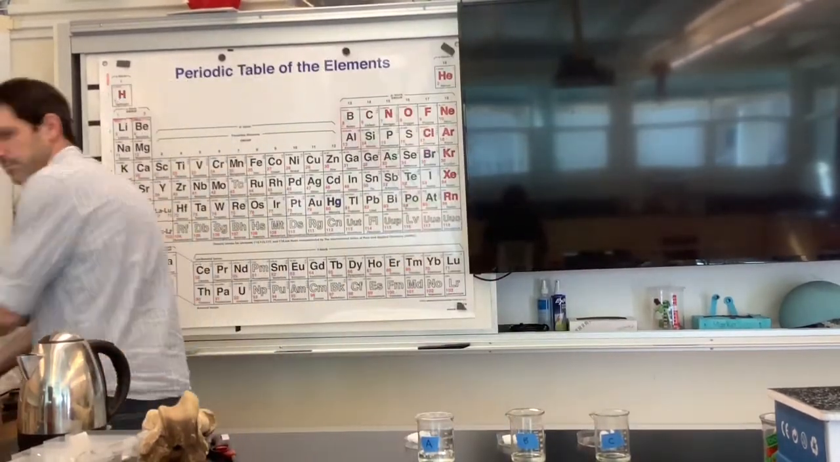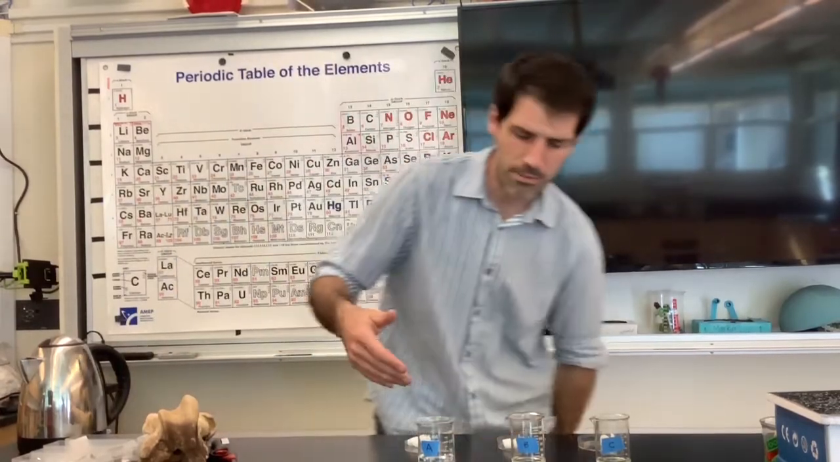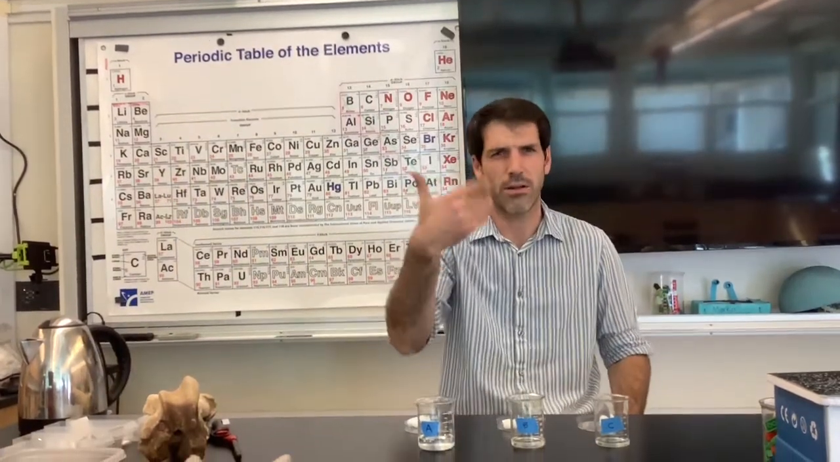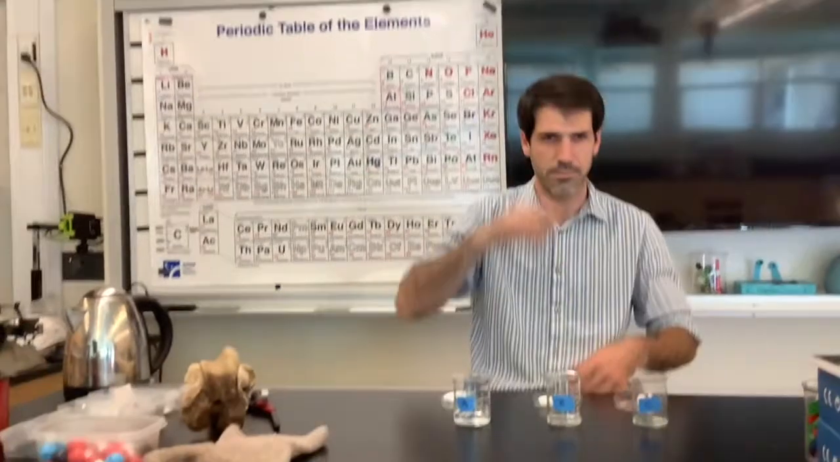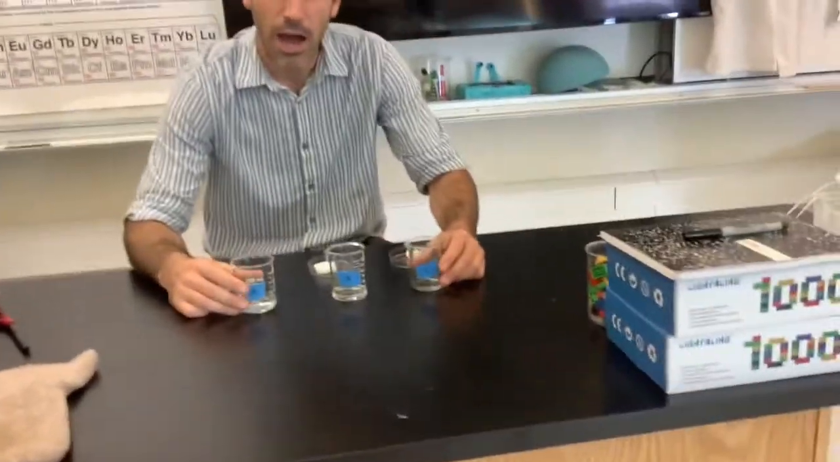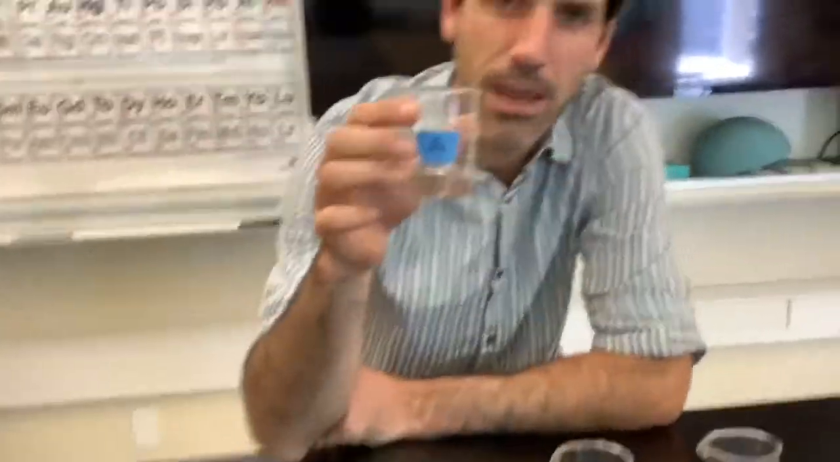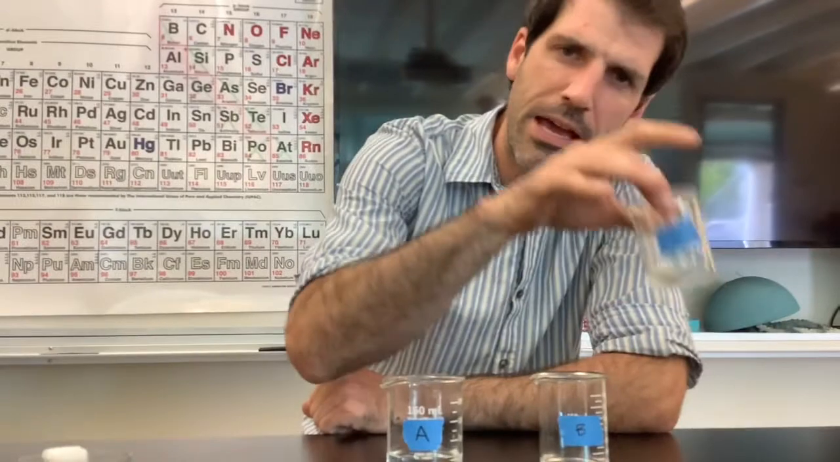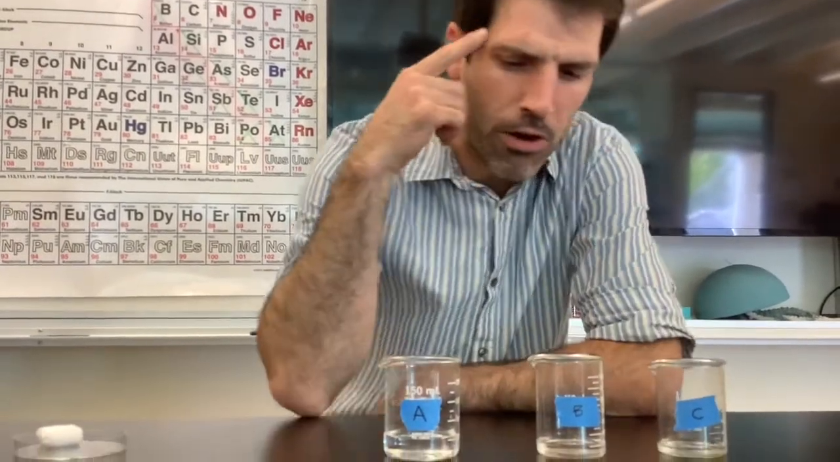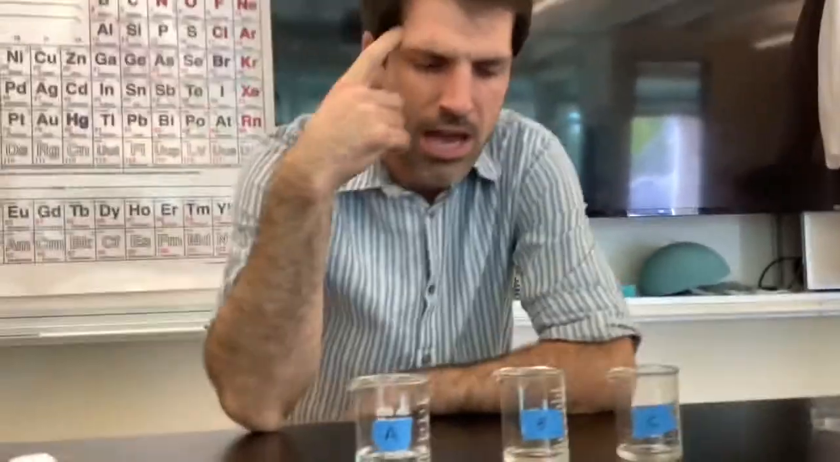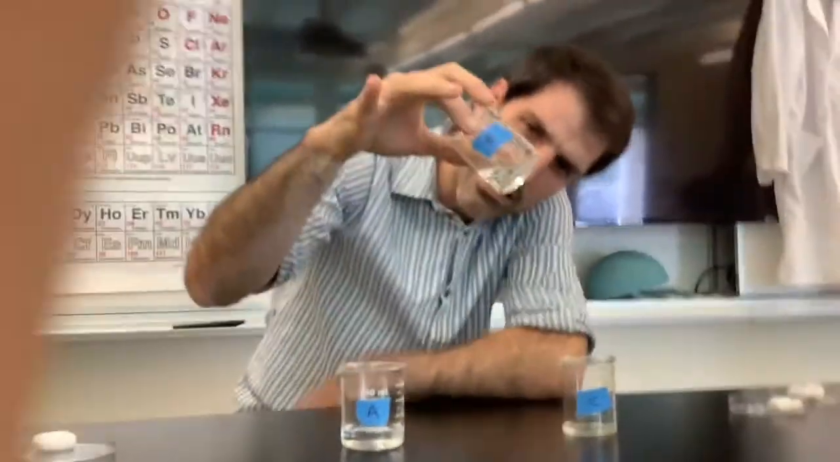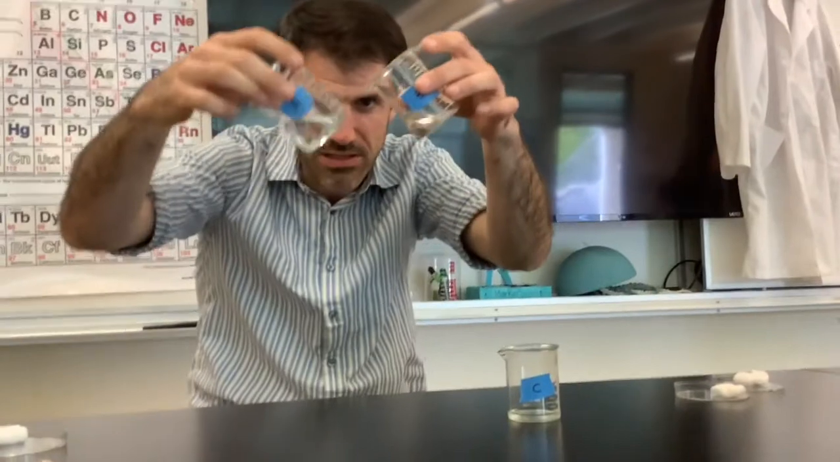All right. So in my beakers here, why don't you come up and get a little bit of a closer look. I've got these 3 different beakers, and I've labeled them A, B, and C. Now, if we just look at the physical properties of these 3 beakers, it's very hard to tell the difference between these substances.